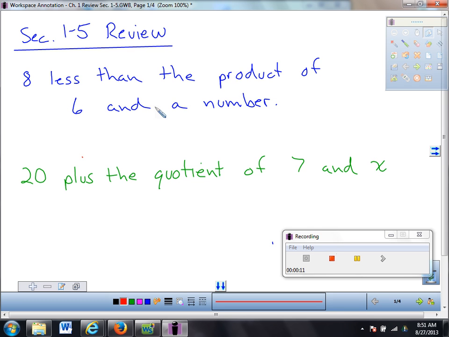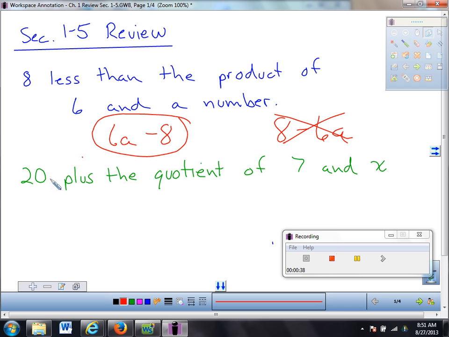Okay, 8 less than the product. So 8 less. Okay, you should already have the answers written down. So 8 less means you're taking away 8, and the product means to multiply 6 times a number. You cannot write that as 8 minus 6a because subtraction is not commutative.